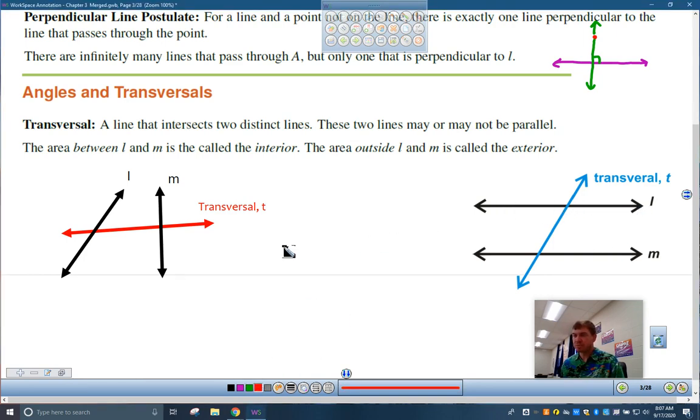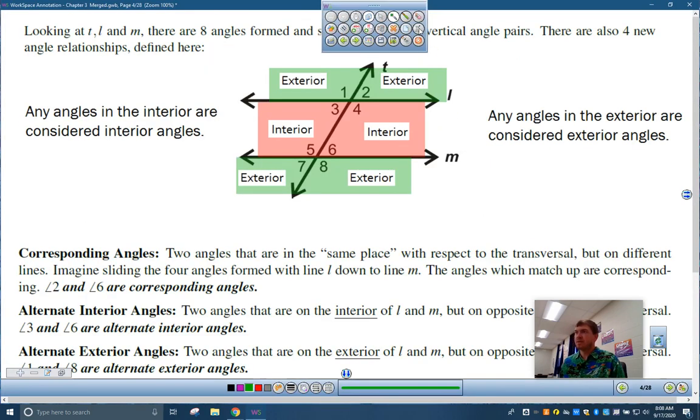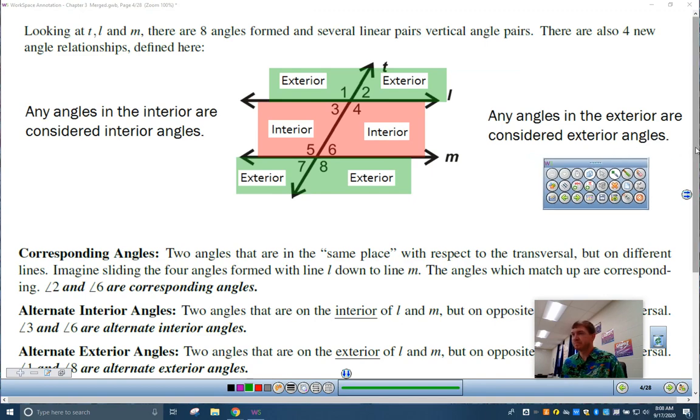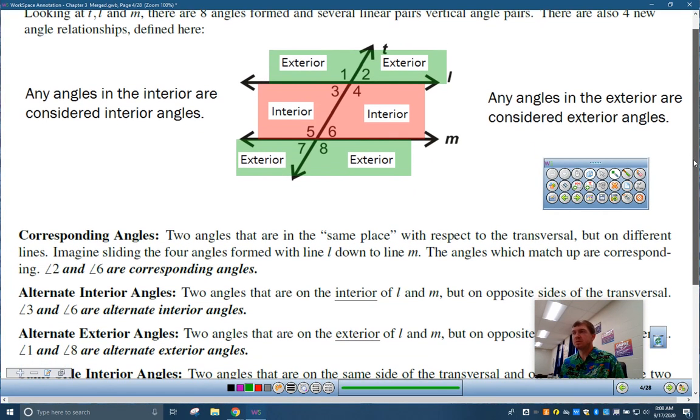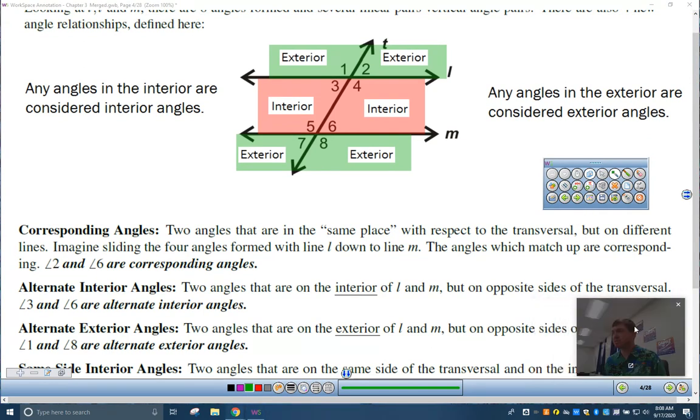When you have a transversal, you create at least 8 angles here, and the ones that are between the other two lines are called interior angles, whereas the ones on the outside are called exterior angles. So interior, exterior. And we're going to talk about these angles quite a bit in the next couple days. Here's another diagram to kind of explain and then give some names to the relationships of some of these angles.